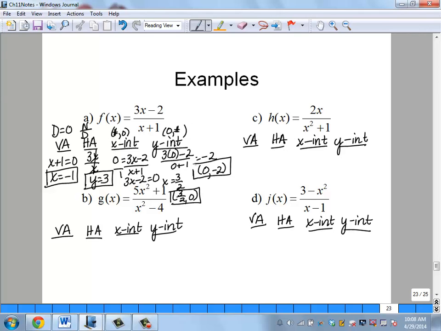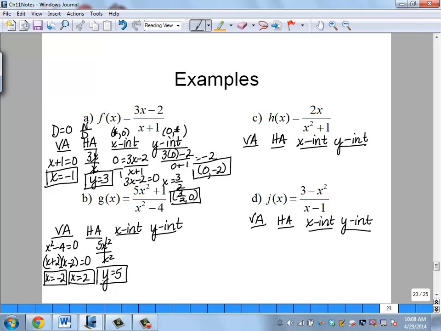Next one, vertical asymptote is denominator equal to 0, so I have x squared minus 4 equals 0, (x plus 2)(x minus 2) equals 0, so I have x equals -2, x equals +2. This one has 2 vertical asymptotes. Horizontal asymptote, I take the highest power of the 2, so I'm going to do the 5x squared over the x squared. They match, so I can say thanks for playing. So my horizontal asymptote is y equals 5.